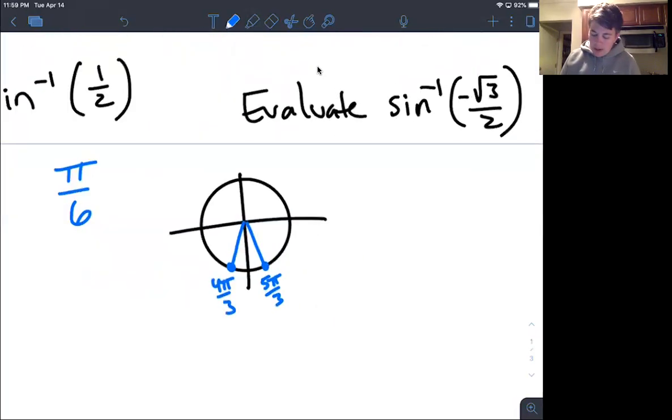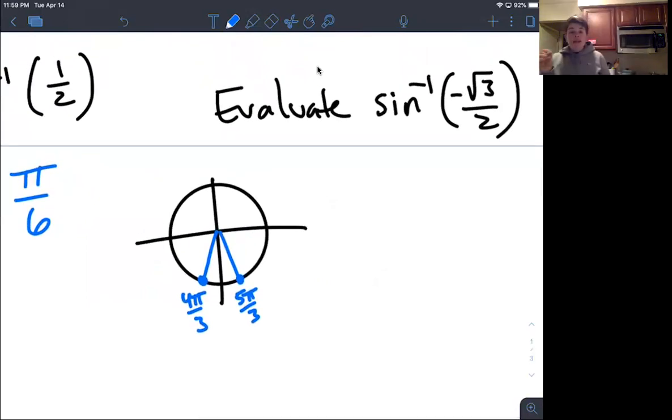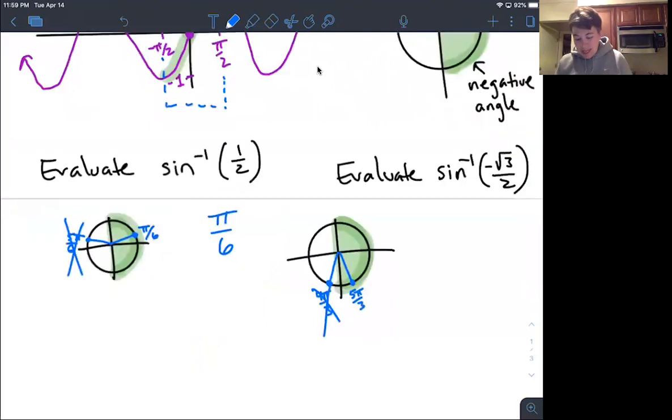So let's go back over here. I digress. So we're evaluating the inverse sine of negative radical 3 over 2. And there are two places on the unit circle where that happens, down here at 5 pi over 3 and down here at 4 pi over 3. Remembering my principal values are negative pi over 2 to positive pi over 2, I'm not even going to worry about 4 pi over 3. That's not my principal value. The problem is 5 pi over 3 as well.